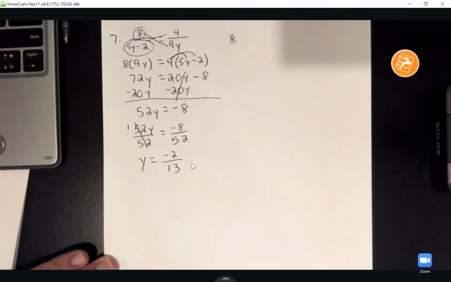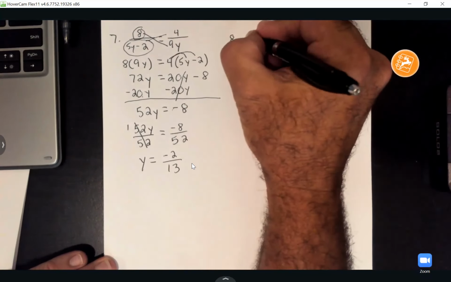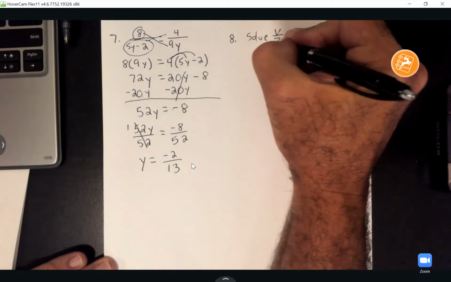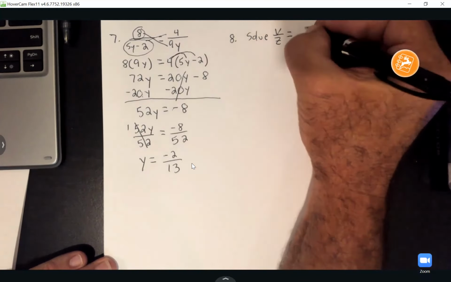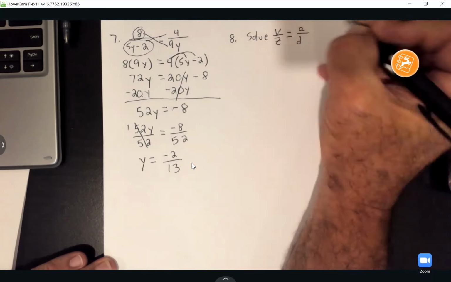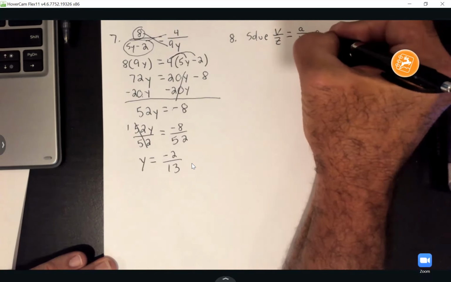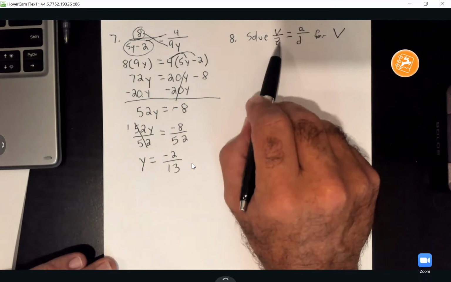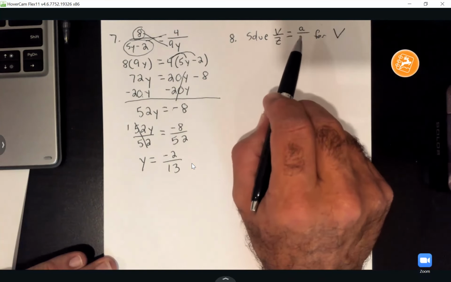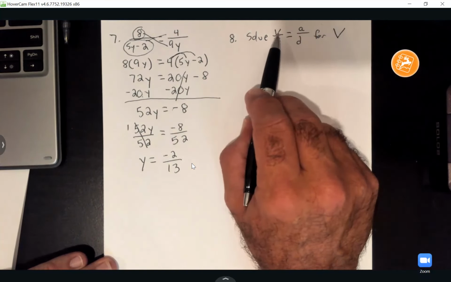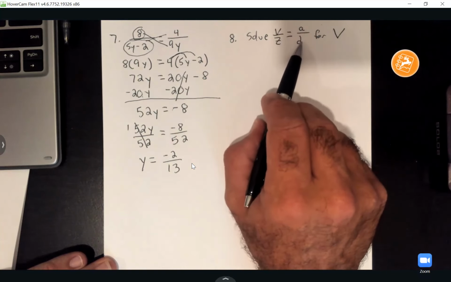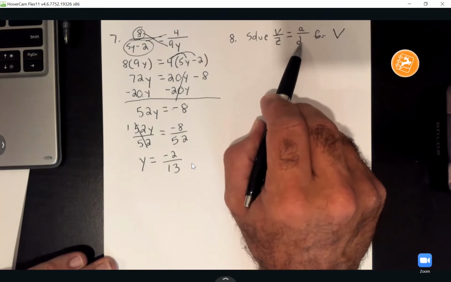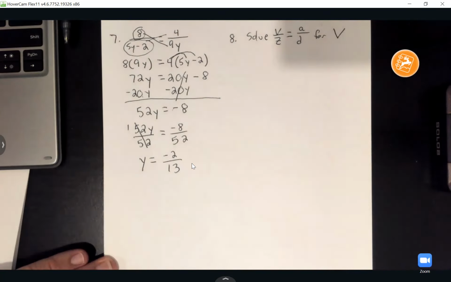Now y'all check this one out. This one says solve v divided by z equals a over d for the v. Now these are capital V and Z, and these are small letters. In MyMathLab, capital letters have to be capitalized and the small letters have to be small, okay? If you put a capital A here or a capital D for that, it will mark those wrong.